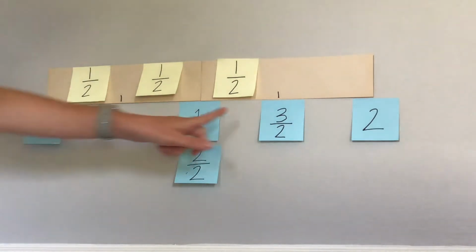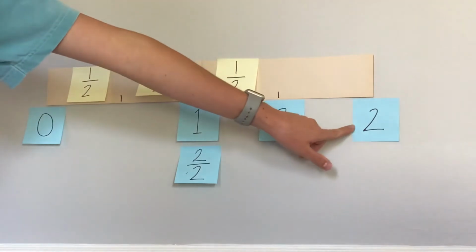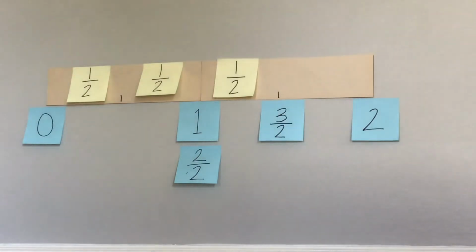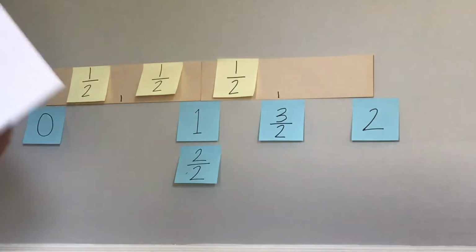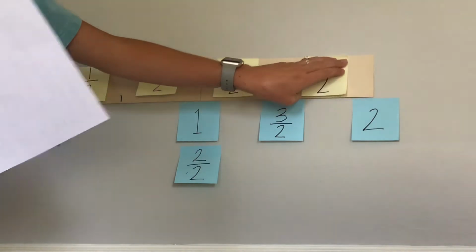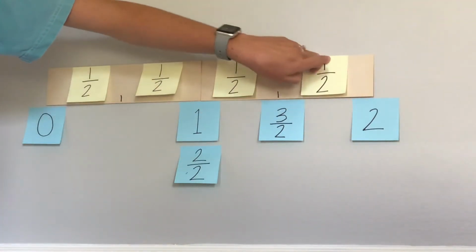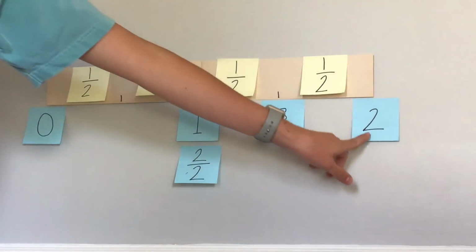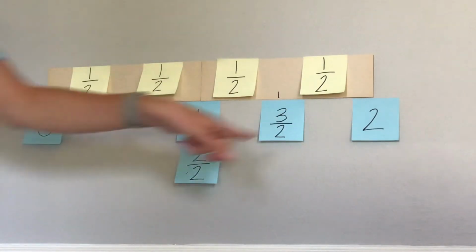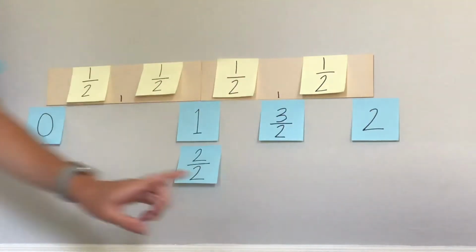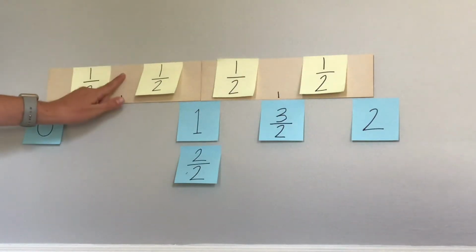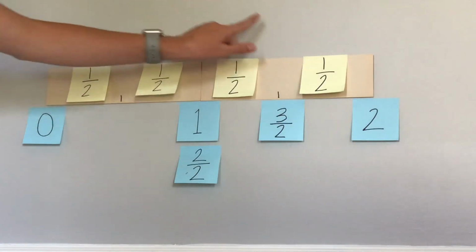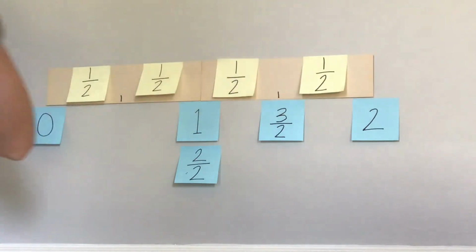What is the distance from 3 halves to 2? It is again 1/2. What is the distance from 0 to 2? From 0 to this point, what is the distance? 1/2, 2 halves, 3 halves, 4 halves.